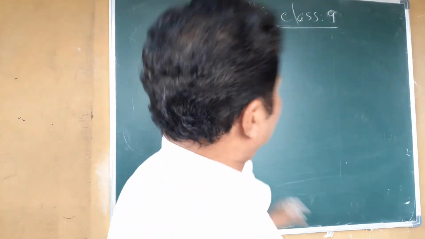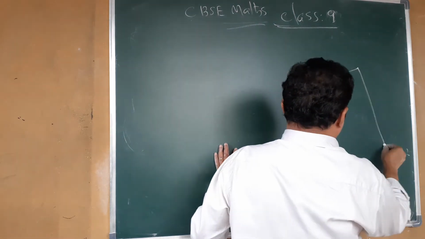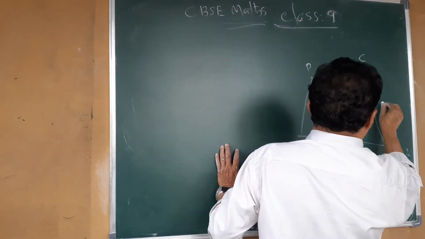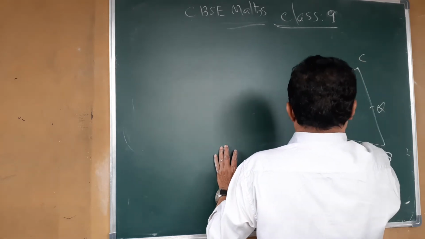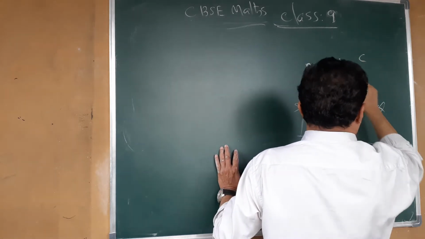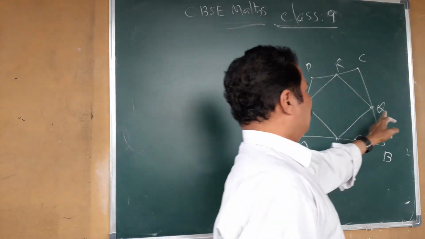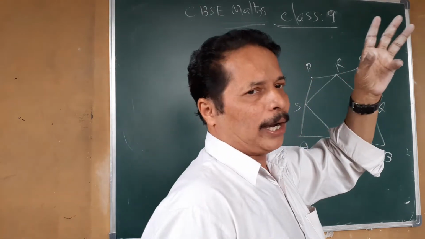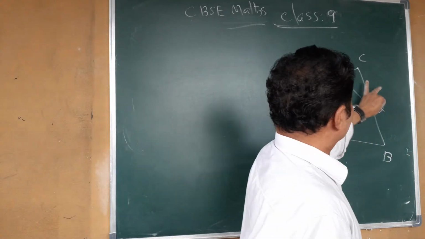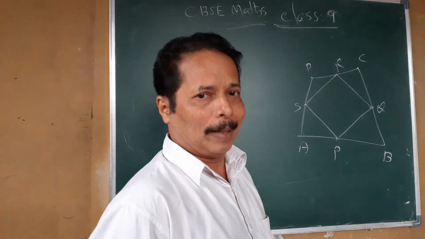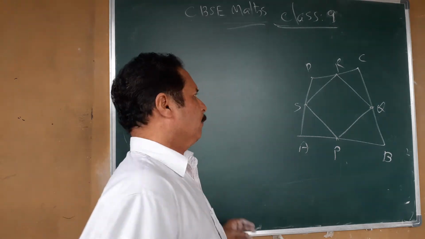Look here. ABCD is a quadrilateral. The figure is given. And P, Q, R, S are midpoints. Join PQRS also. ABCD is a quadrilateral. P, Q, R and S are the midpoints of AB, BC, CD and AD respectively. Show that PQRS is a parallelogram. Are you ready? Look here.